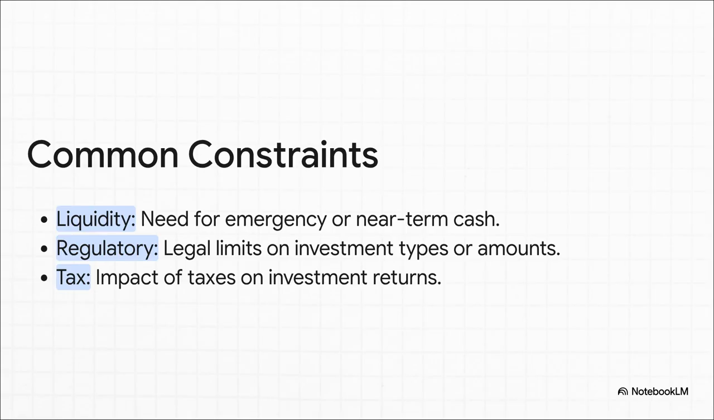What if the investor needs to get their hands on a big chunk of cash for an emergency? We have to plan for that. Then there are regulatory constraints, legal limits on what you can and can't do. And finally, and this one's a biggie, taxes. Because remember, it's not about what you make, it's about what you get to keep. So the portfolio has to be built in a tax-smart way right from day one.